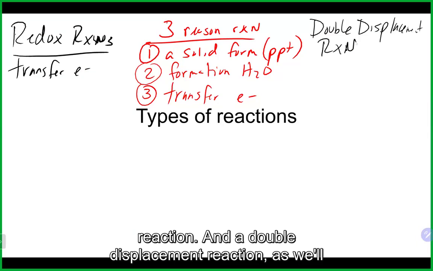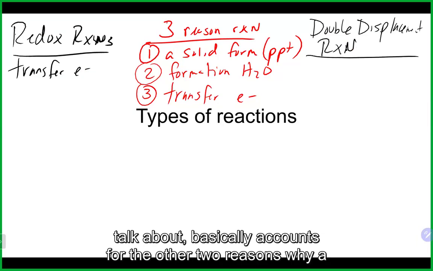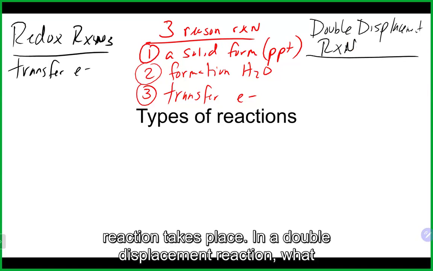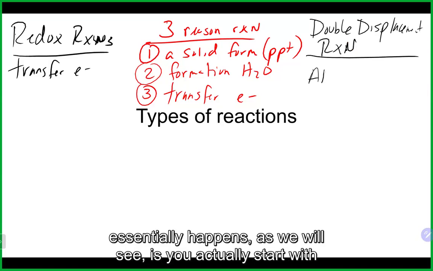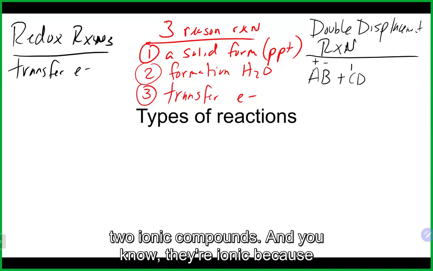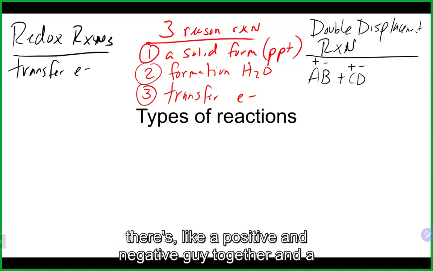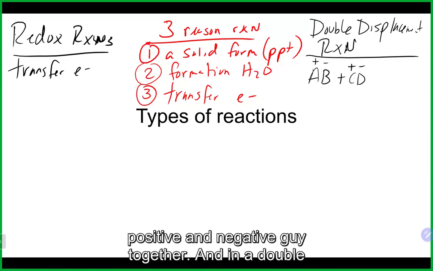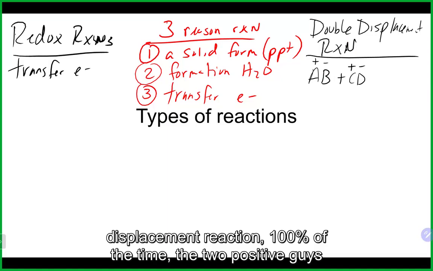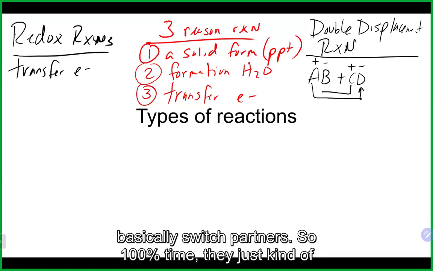And a double displacement reaction, as we'll talk about, basically accounts for the other 2 reasons why a reaction takes place. In a double displacement reaction, what essentially happens, as we will see, is you start with 2 ionic compounds, and they're ionic because there's a positive and negative guy together and a positive and negative guy together. And in a double displacement reaction, 100% of the time, the 2 positive guys basically switch partners.